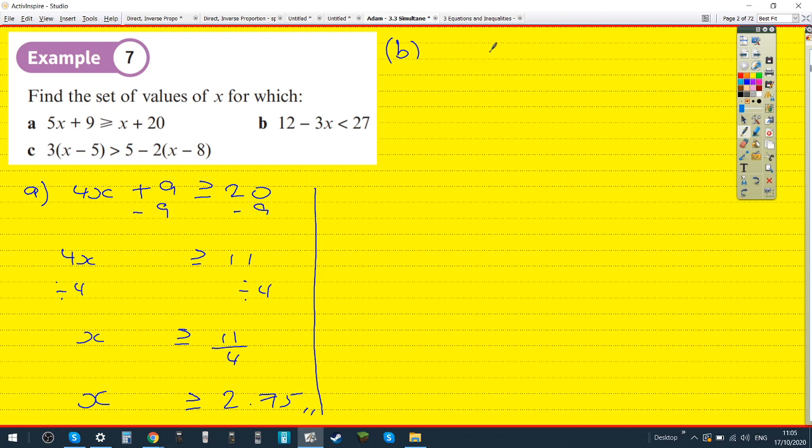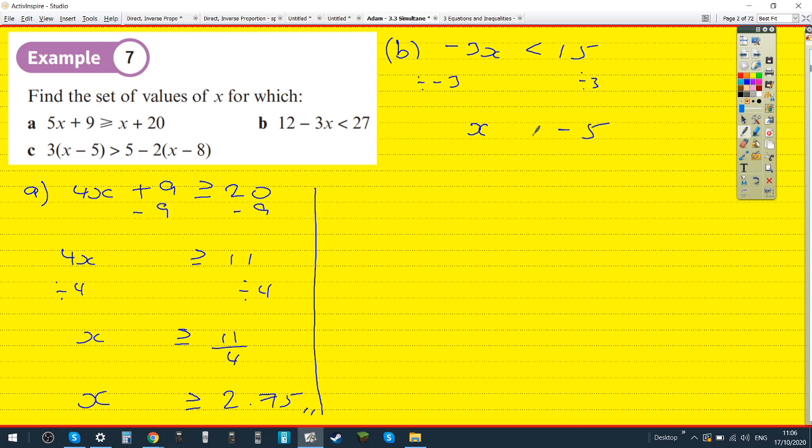You'd get minus 3x is less than 15. And then would you divide by minus 3? Yeah, both sides. So you'd get minus 3 divided by minus 3 is 1. So just x is less than, and then 15 divided by minus 3 is minus 5. So x is less than minus 5.